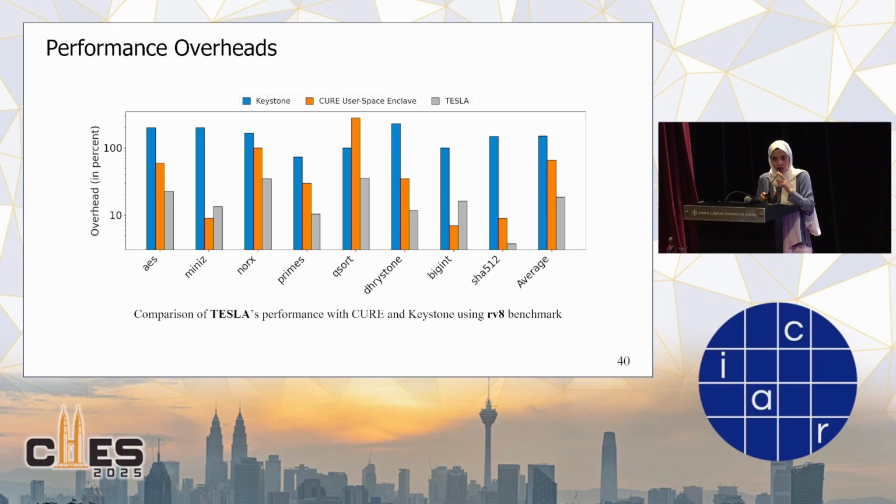We've used multiple benchmarks to evaluate the performance of Tesla. Since it's based on RISC-V, we compared its performance to prior RISC-V TEs, Cure and Keystone. And these TEs used the RV8 benchmark to evaluate their performance. So we used the same benchmark to evaluate Tesla's performance and compare it with these two TEs. We were able to see that for most of the benchmarks, Tesla was able to achieve a better performance. And we believe that this is because of the use of enclave windows, because the other two approaches use a deep copying mechanism for system calls.